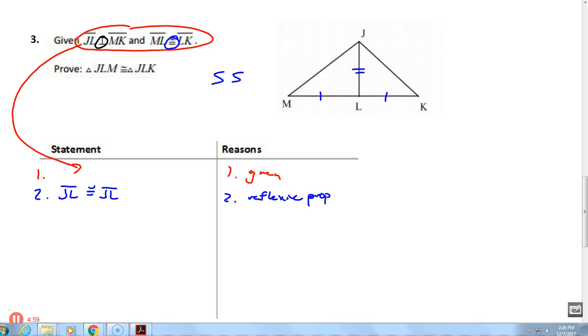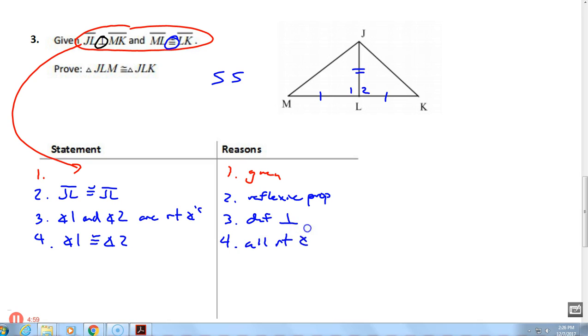So if JL is perpendicular to MK, I can say, and I probably should say first, angle 1 and angle 2 are right angles. This is probably the formal way to do it, because that's what perpendicular means, they're right angles. And then I could probably come back and say that angle 1 is congruent to angle 2 because all right angles are congruent. I don't know if it's okay to combine these into one step and just say all right angles are congruent. I probably wouldn't mark it wrong, but it's better to have more than what you need.